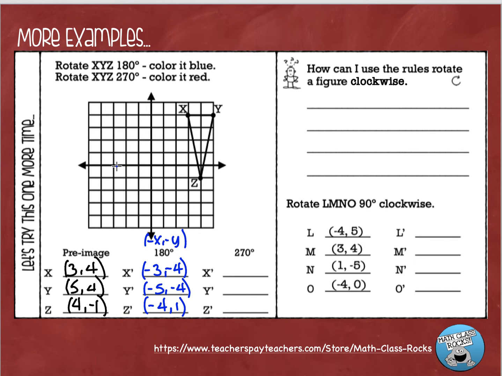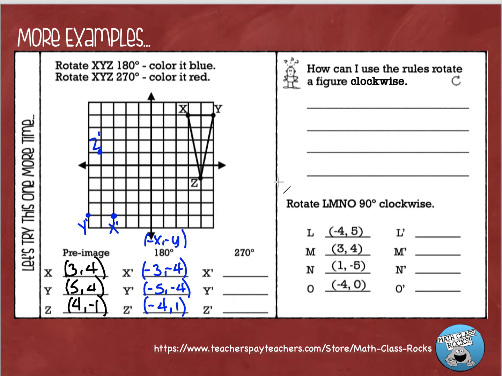So -3, 1, 2, 3, and -4 is down here. So this is point X. I'm going to put my little prime symbol on it. -5 and -4 is over here. There's Y. Put the prime sign. And then -4 and +1 is up here, and I'm going to put my Z.